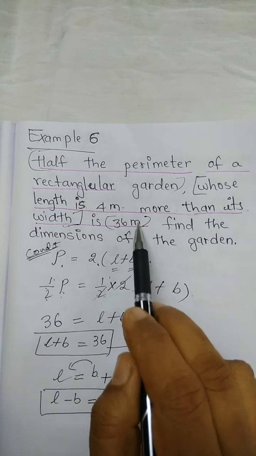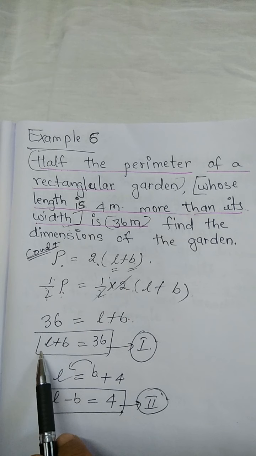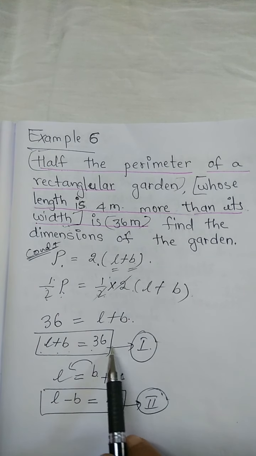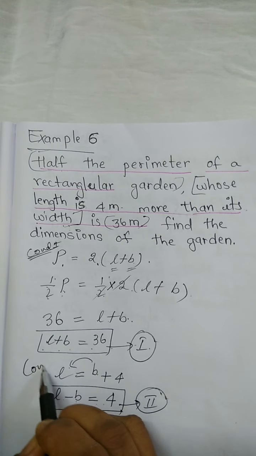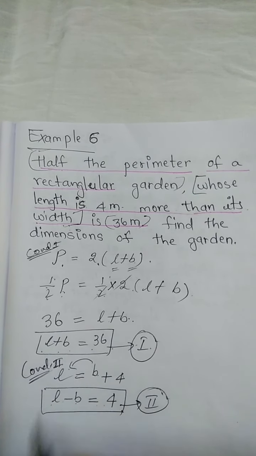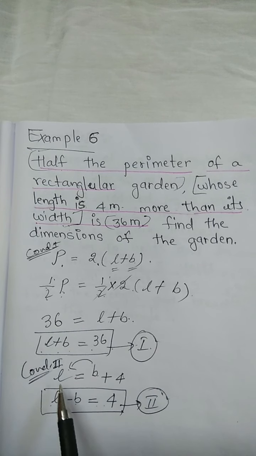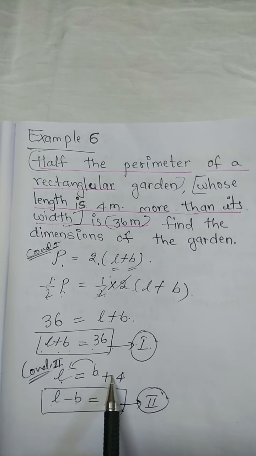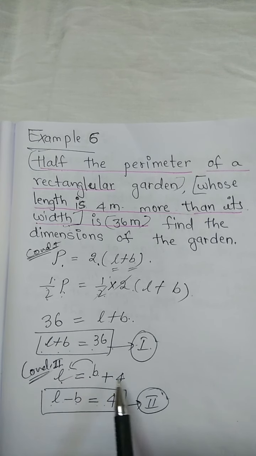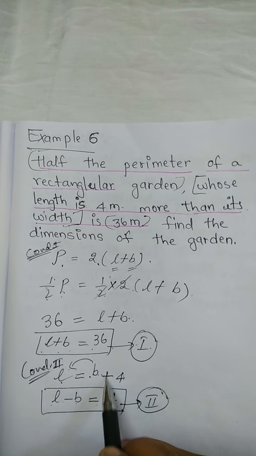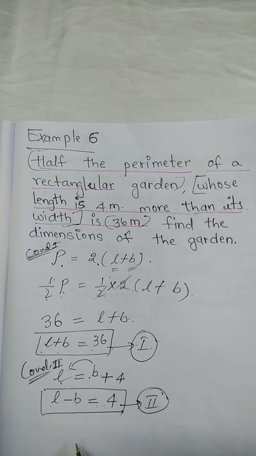Half of the perimeter is given 36. So L plus B is equal to 36. This is first equation, and B will go here, it will get subtracted. So L minus B equals 4. This is condition 2. What is condition 2? That length is 4 more than breadth. Okay, width means breadth. 4 more means plus 4. You should write plus 4.